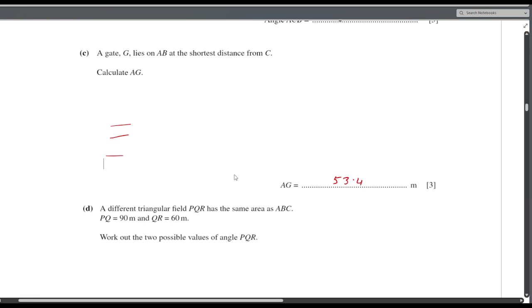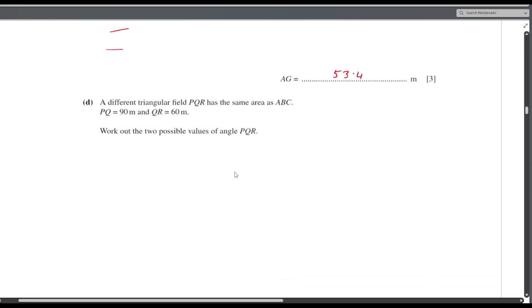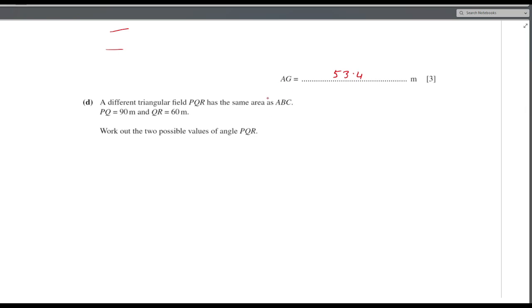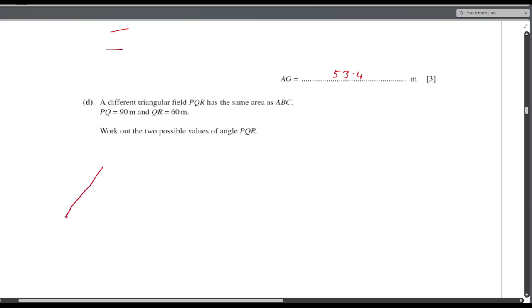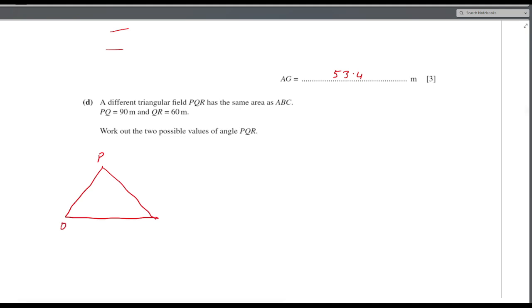Now part D, a different triangle PQR has the same area as ABC. So let us consider this is PQR. A rough diagram I am drawing for my understanding. PQR: PQ is 90 meters, QR is 60 meters, and I have to work out angle PQR. This angle I need to find out. This is theta.